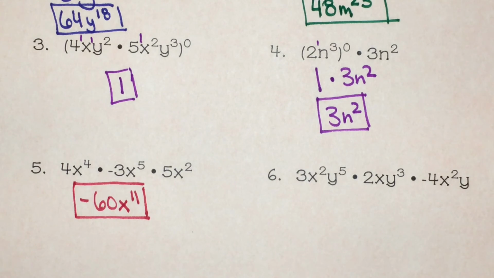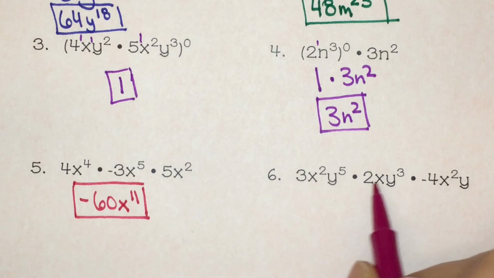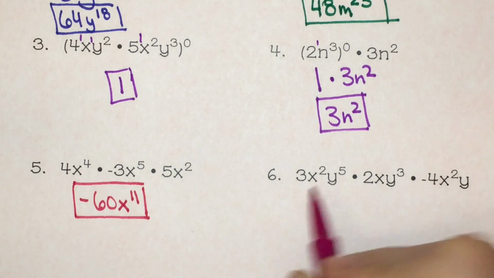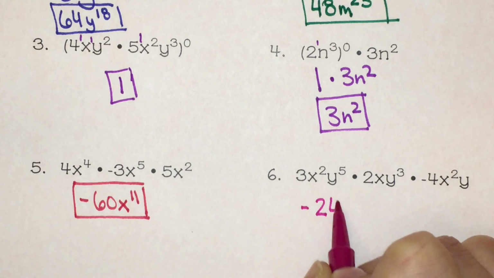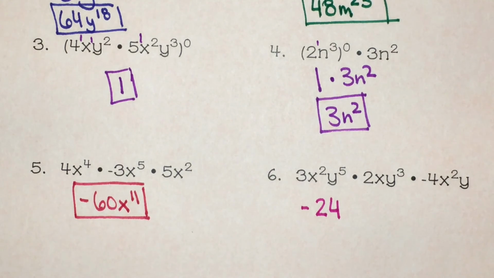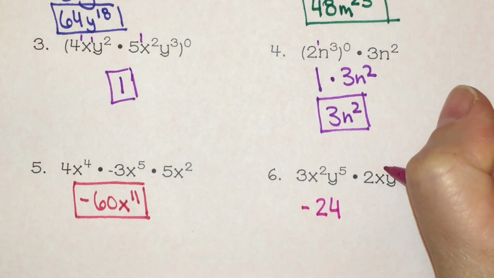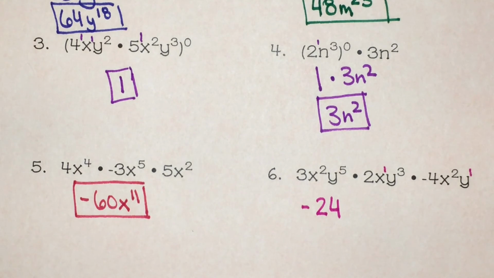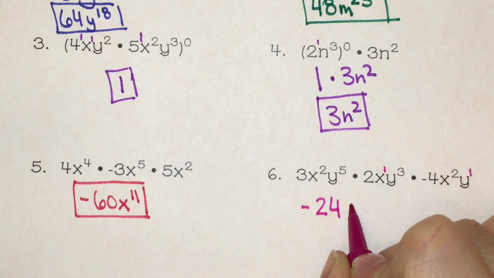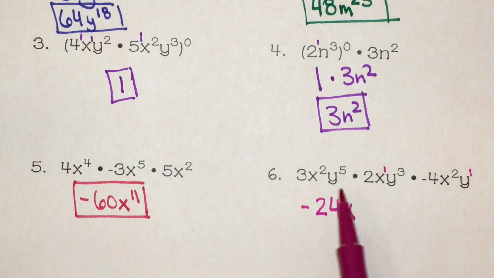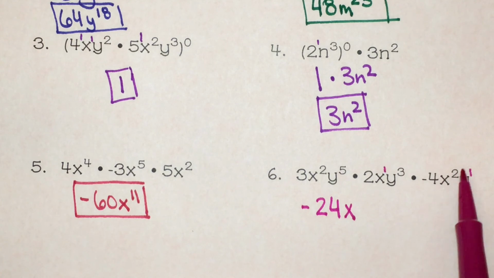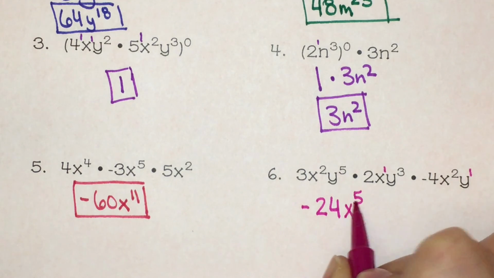And last one. All right, multiply the numbers. 3 times 2 is 6. 6 times negative 4, negative 24. Okay, let's start with x. I'm going to raise this x to the power of 1 and this y to the power of 1 so I don't forget them. So we're multiplying bases, keep the base the same, add the exponents. So starting with x, we have 2 plus 1 is 3. 3 plus 2 is 5.